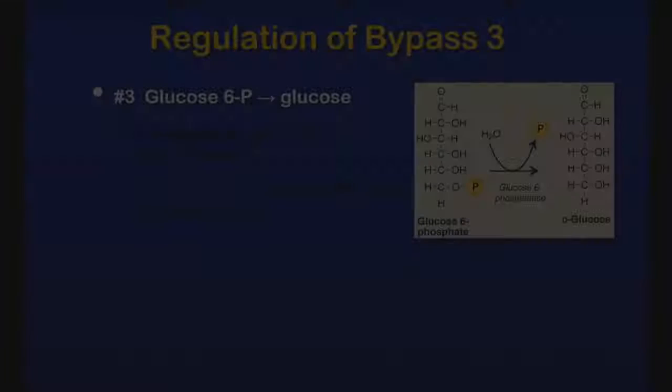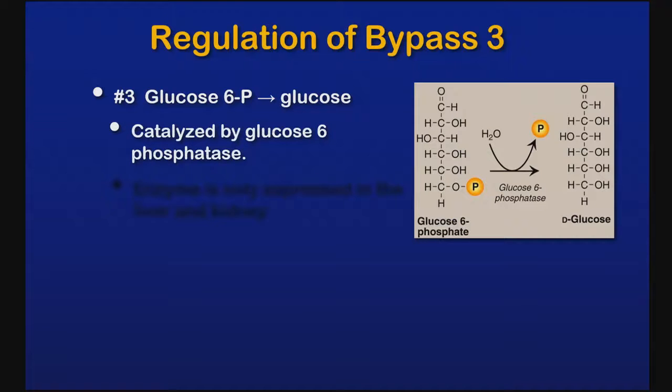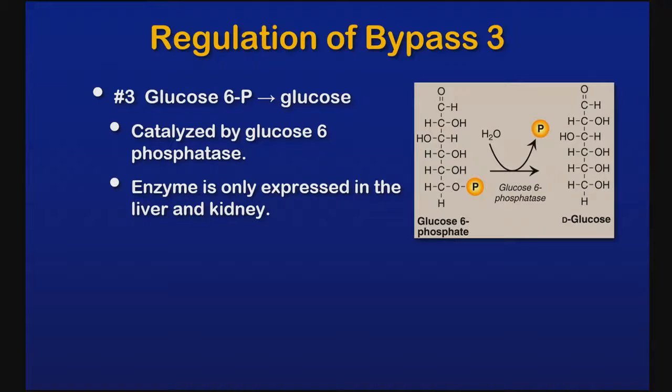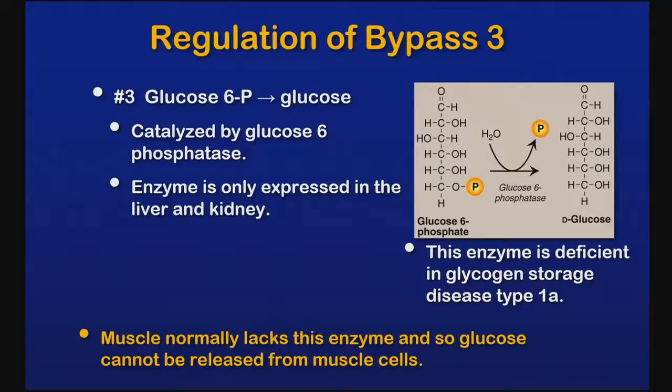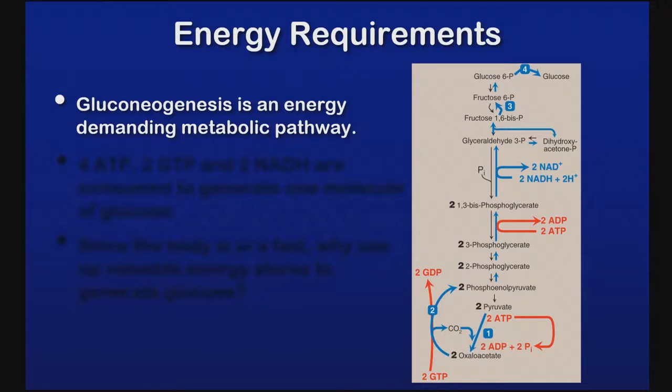Okay? All right. So bypass 3, and this is where we'll talk about the enzyme, the phosphatase. You know these enzymes already. That's the enzyme that is inactivated in Von Gierke disease. Okay? So that's put together.